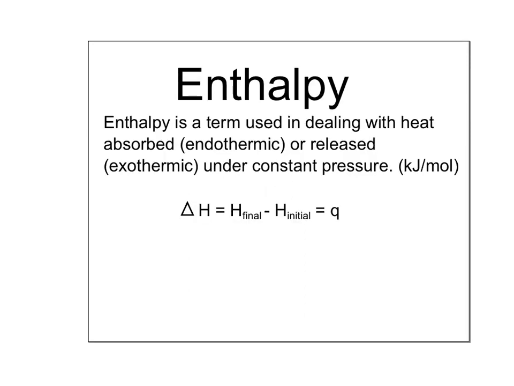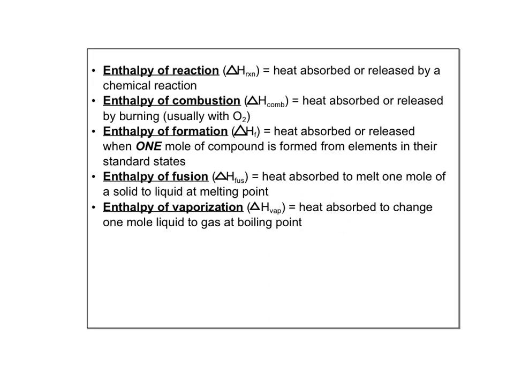The way we're going to look at enthalpy in this class is all about heat. If heat is absorbed, we say that's endothermic, and if it's released, it's exothermic. All of this needs to be under constant pressure. If the pressure is not changing in the reaction at all, our delta H, our enthalpy, is going to be equal to heat, which is Q. We learned about Q during our Q equals mCΔT and our phase changes.